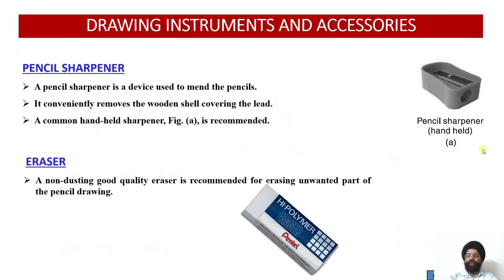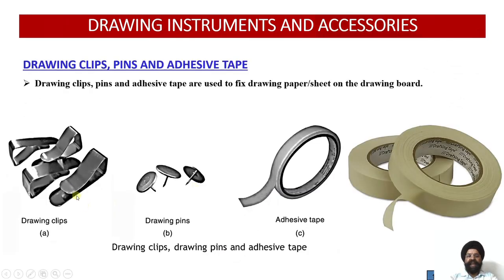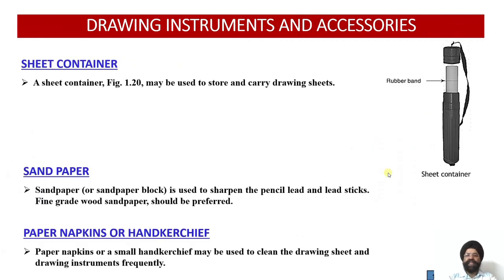Now the other instruments which we are going to use in engineering drawing will be our sharpener, our blade, our cutter, our emery paper, and our eraser. Usually we are using a non-dust, good quality eraser so that it doesn't leave any mark onto our drawing sheet. Earlier we were using clamps and drawing pins to hold the sheet, but nowadays we are using easy tear adhesive tape to hold the drawing sheet onto our drawing board. Now after this, you have your sheet container.